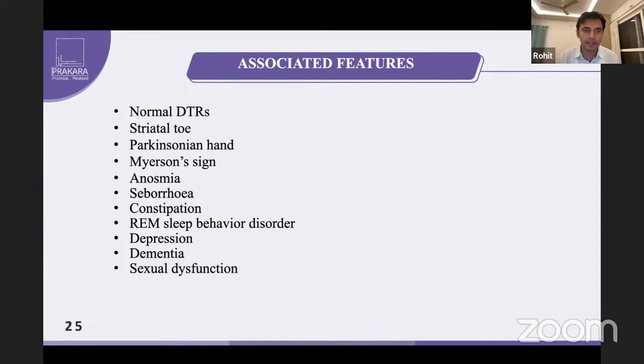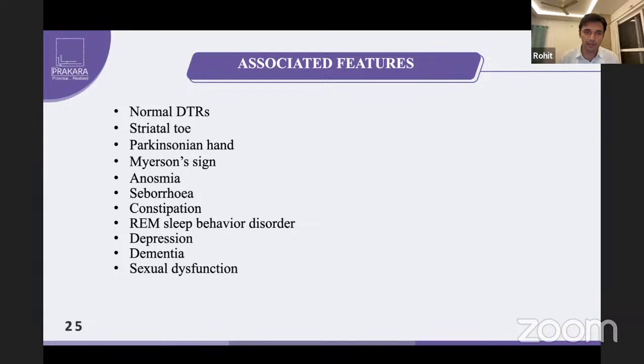Or they can develop something called Myerson sign, which is also known as glabellar tap. This is basically a pathological reflex which is suppressed after birth, but in a Parkinson disease patient, this can resurface. When we tap them here from behind, a normal individual does not keep closing their eyes. But a patient with Parkinson disease who has this Myerson sign keeps closing their eyes as many times as you tap.